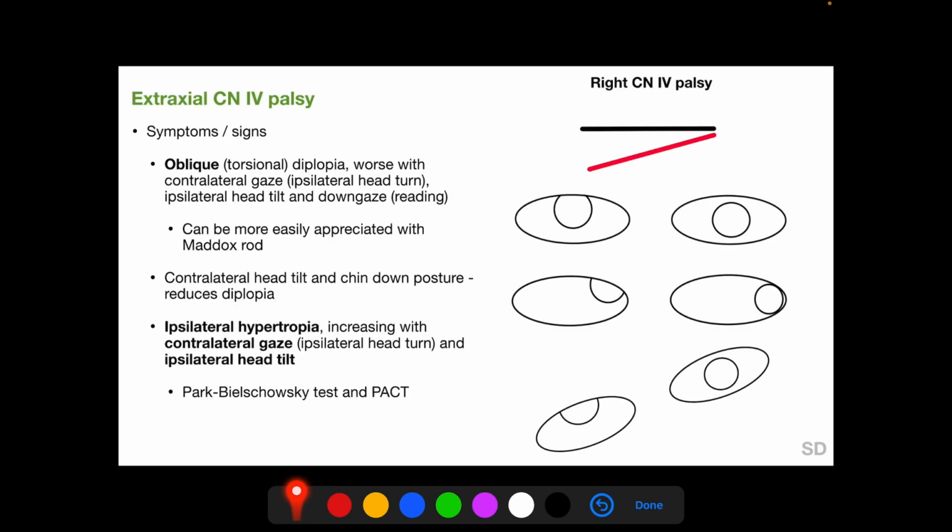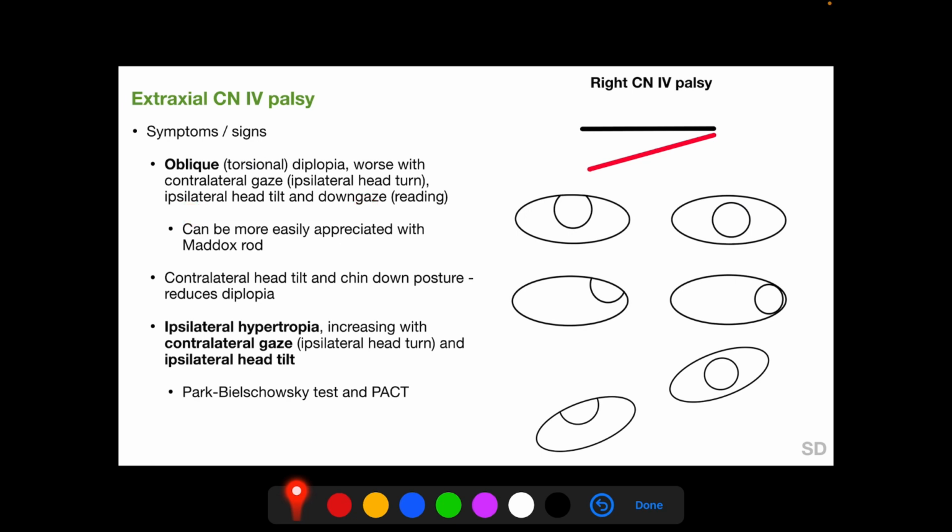After discussing third cranial nerve palsy, we now come to extraaxial fourth cranial nerve palsy, and for discussing the symptoms and signs of a fourth cranial nerve palsy, we will take into consideration a situation where there is a right fourth cranial nerve palsy. A patient with a right fourth cranial nerve palsy will complain of oblique diplopia, worse with contralateral left gaze and ipsilateral right head tilt, as well as with down gaze.